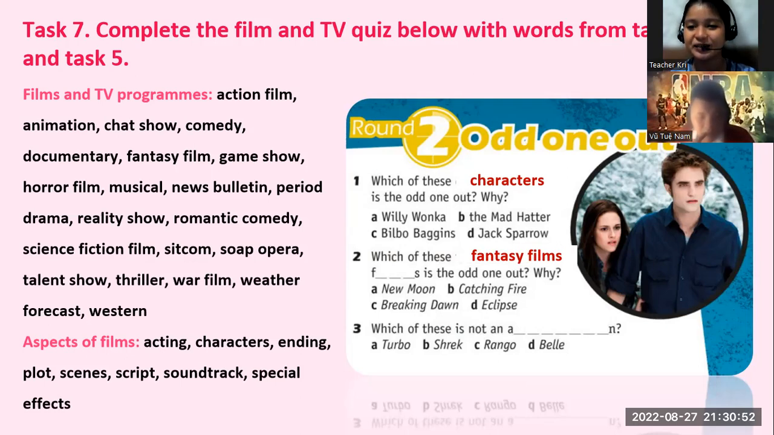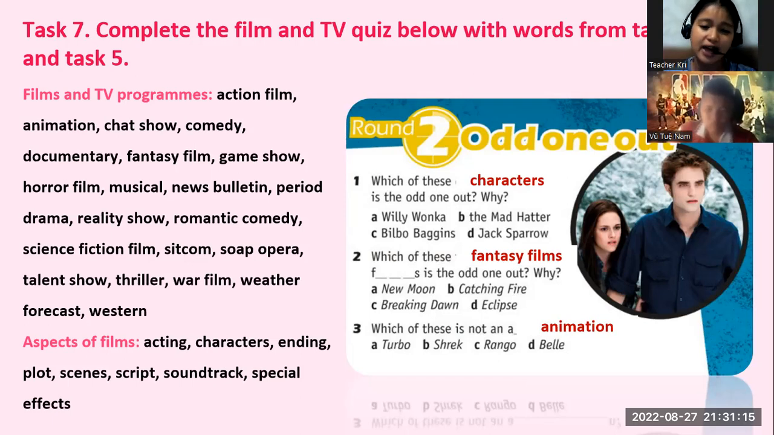Okay, can you say it one more time? Animation. Okay, so which of this is not an animation? Okay, very good. Now this time, let's go back to number one. So which of these characters is the odd one out and why?